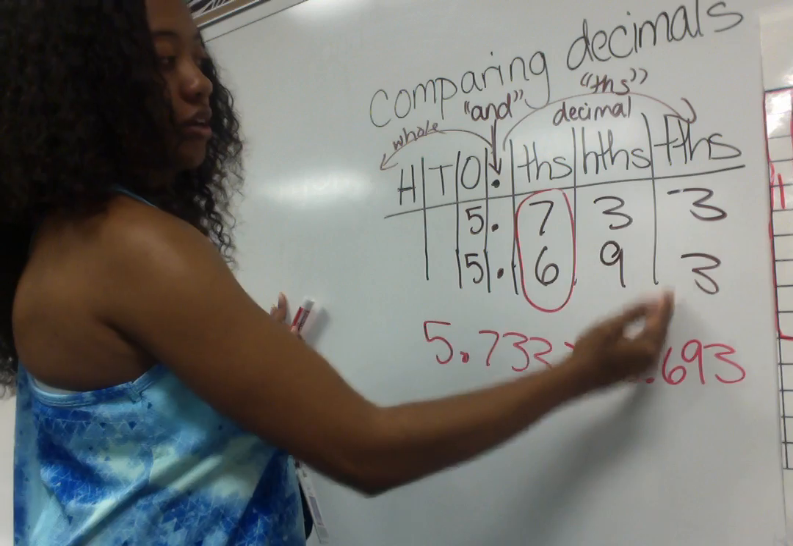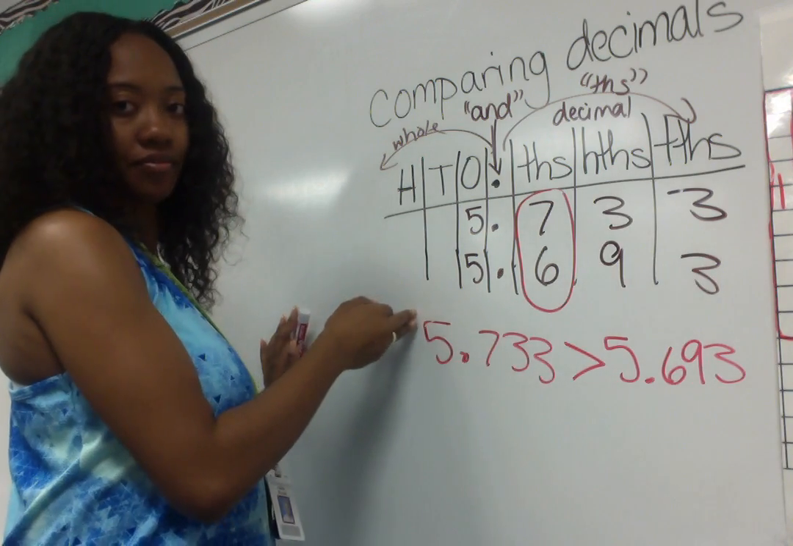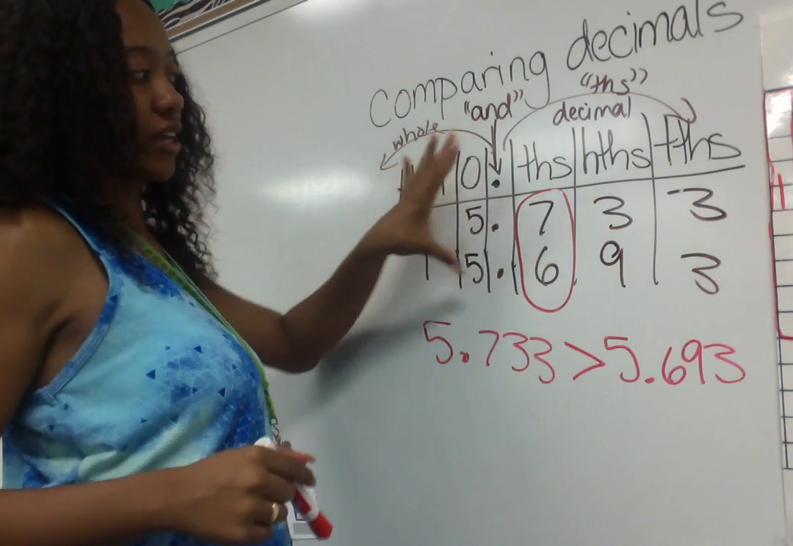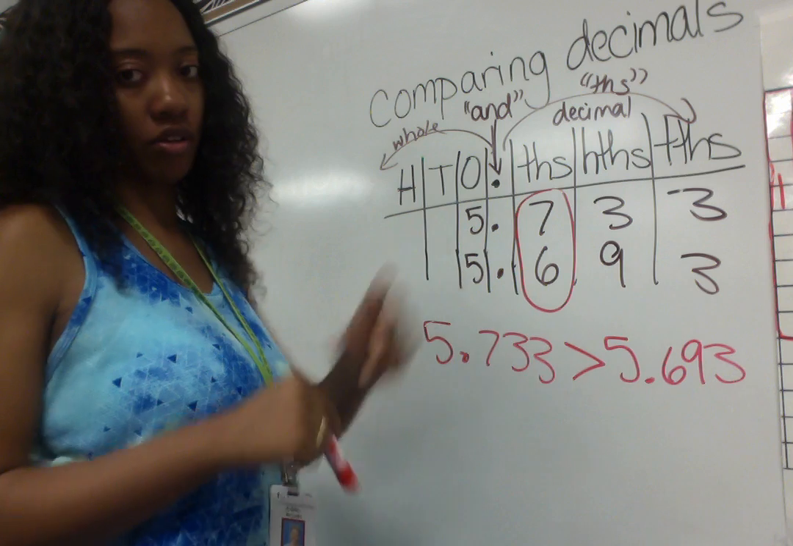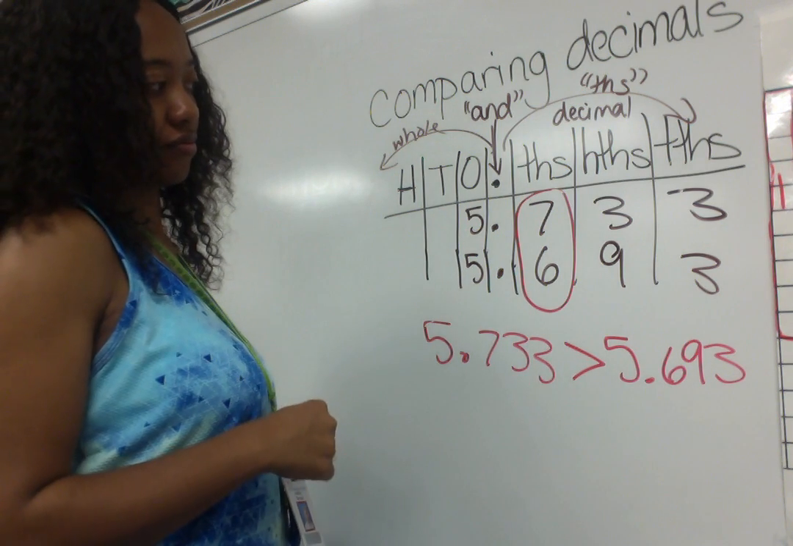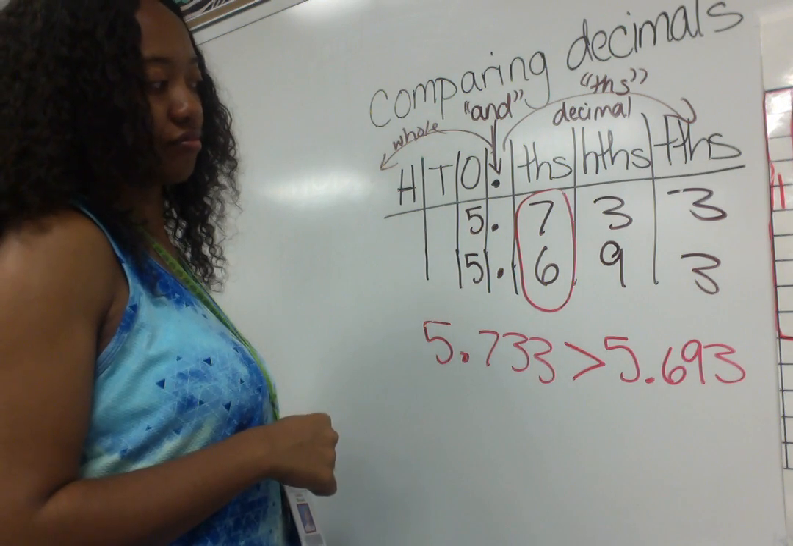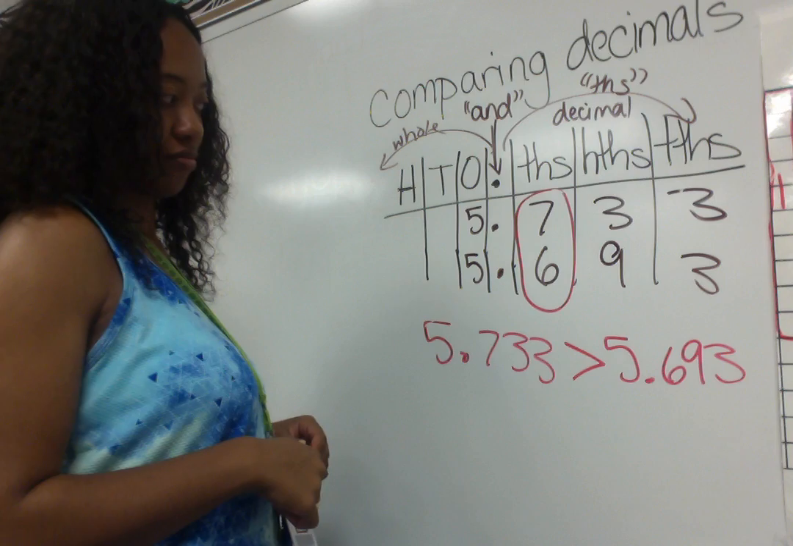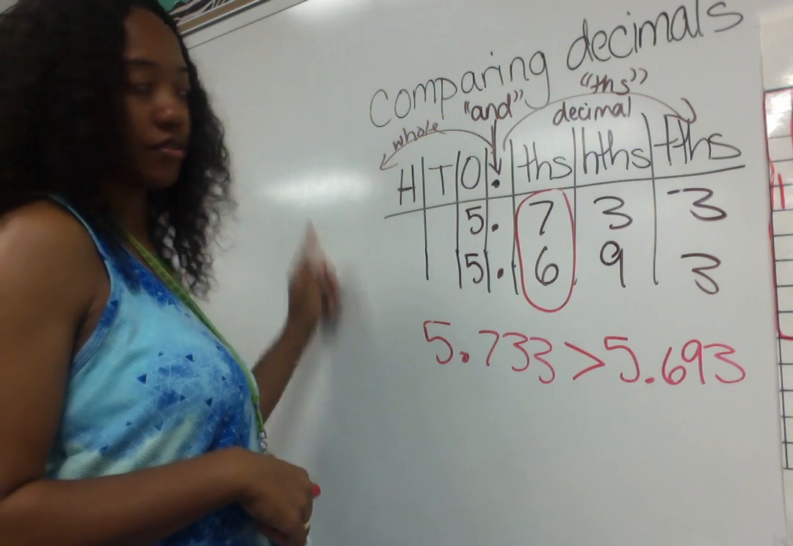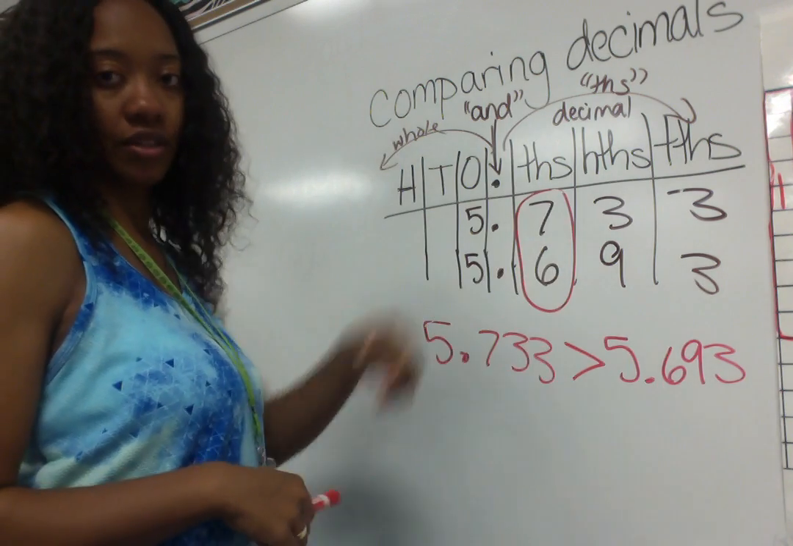Notice I didn't start here and go this way. You start with your greatest and then get smaller. Start on the left, the whole numbers, work your way to the decimals.